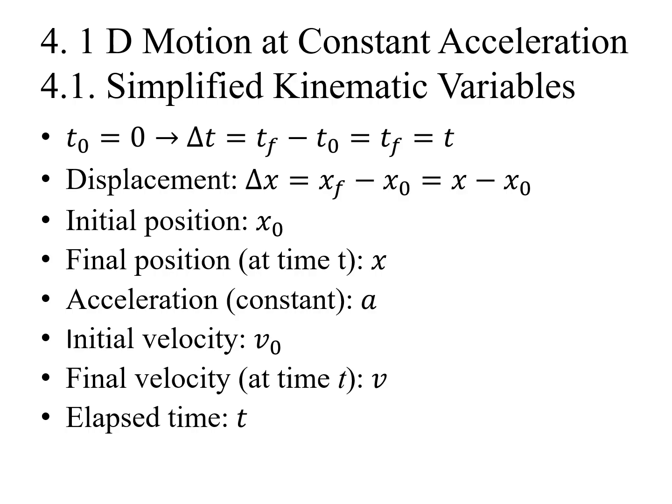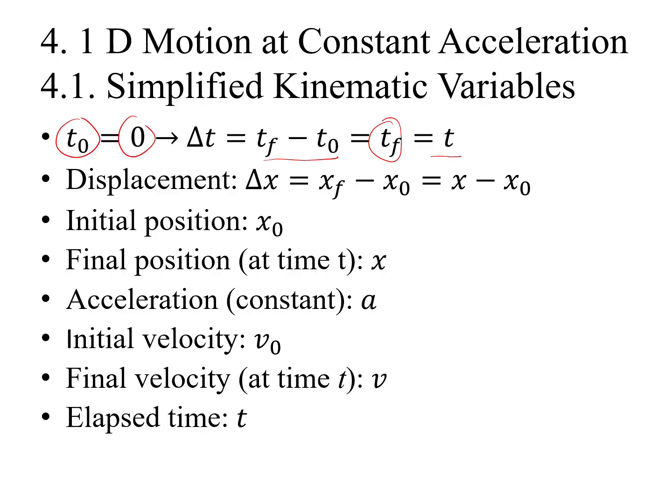Initial time, t0, is considered as 0. That means delta t, which is t final minus t initial, is now equal to just t final, and we simply say this is t.